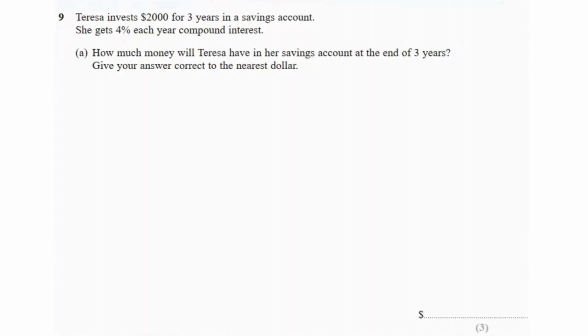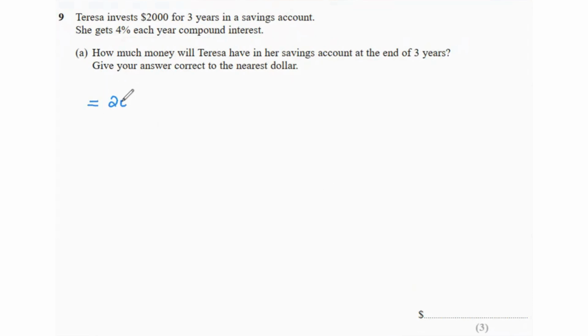The next question says that Teresa invests $2,000 for 3 years in a savings account. She gets 4% each year compound interest. How much money will Teresa have in her savings account at the end of 3 years? Give your answer correct to the nearest dollar.